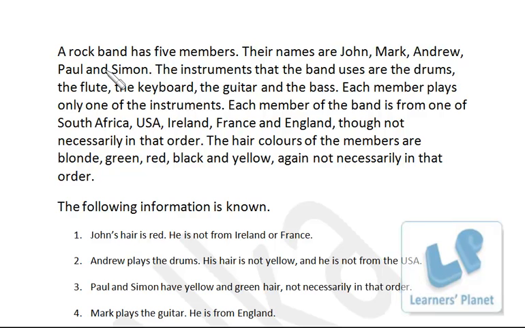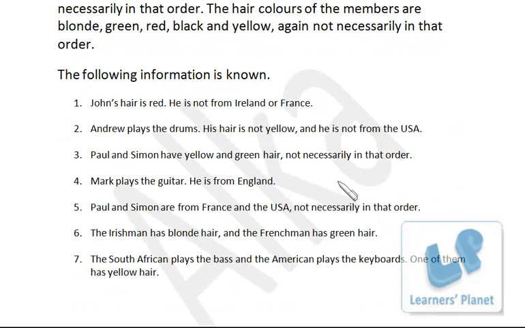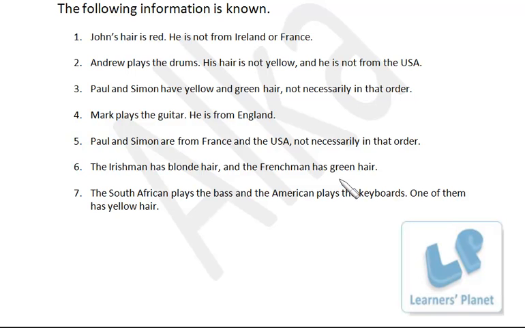Okay, a rock band has 5 members. Their names are this, the instruments they are using are this. Each plays one instrument. Each member is from a country and has a hair color. So we have 4 different verticals: name, then instrument, then country, and hair color. According to that we need to make our chart.